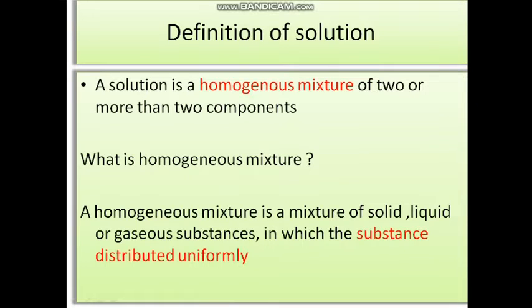So far we know that a homogeneous mixture is a combination of two or more than two components, and those components should have a similar phase. Of course, in addition to that definition, there exists another definition. It is a mixture of either solids or liquids or gaseous substances in which the substance is distributed uniformly, in the sense it has equal proportion throughout the system.